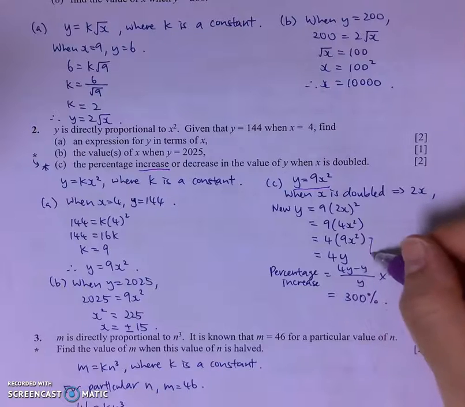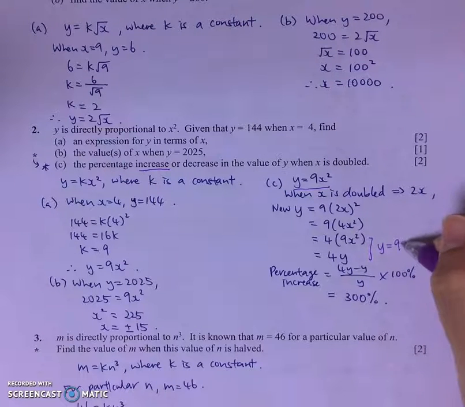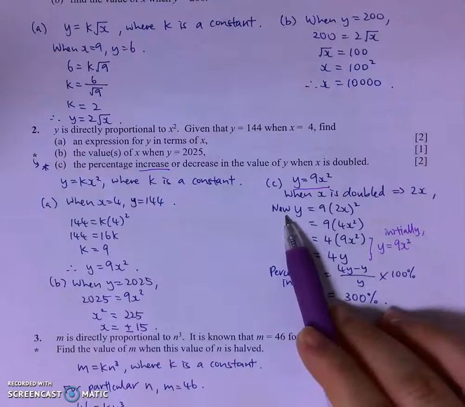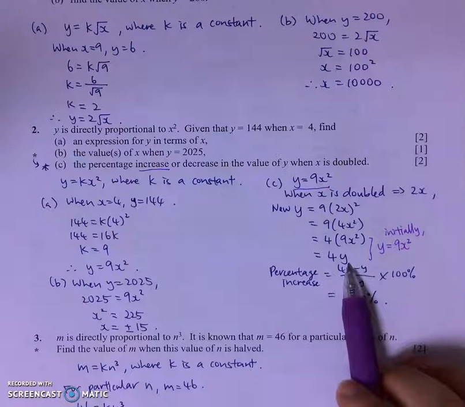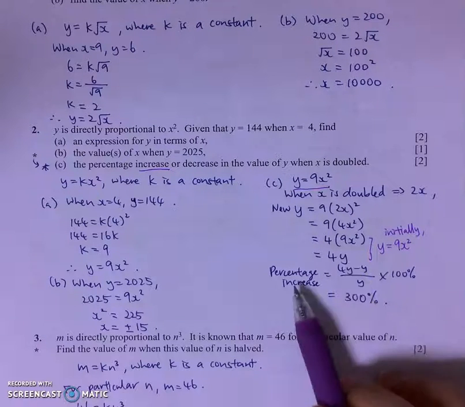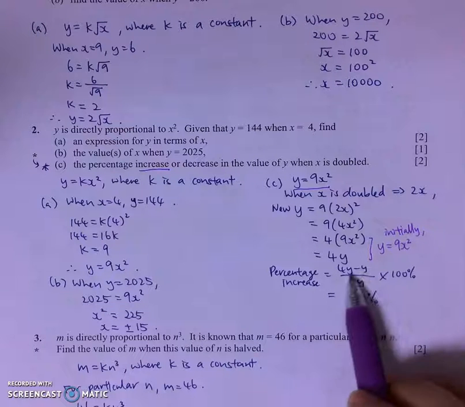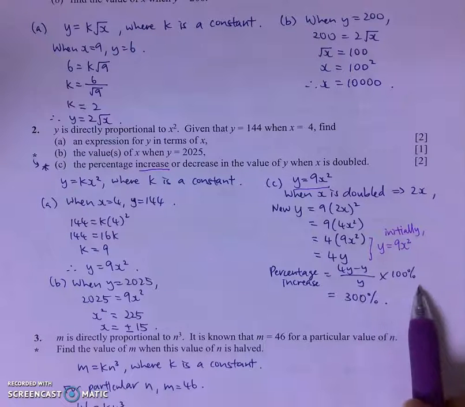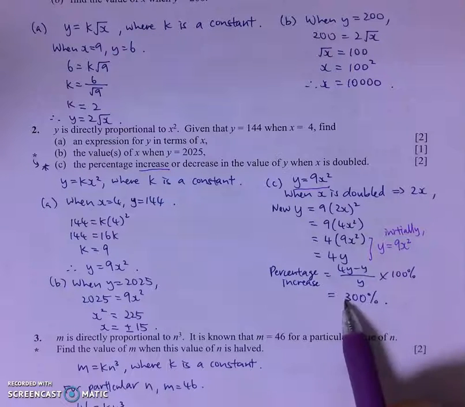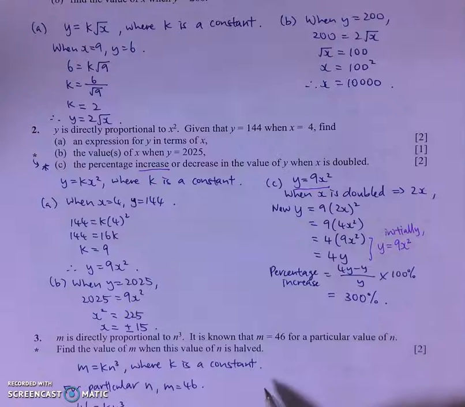So I just do my substitution. So this is from the initial values of x and y. So the new value of y is actually 4 times the old value of y. So the percentage increase is the increase, which is 3y, over the original value, times 100%. So the increase is 300%.